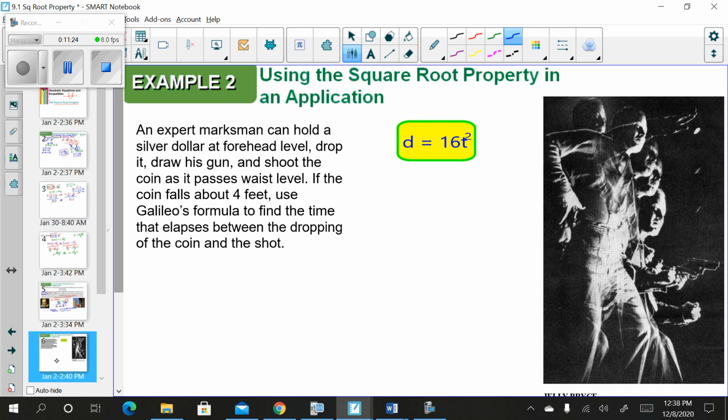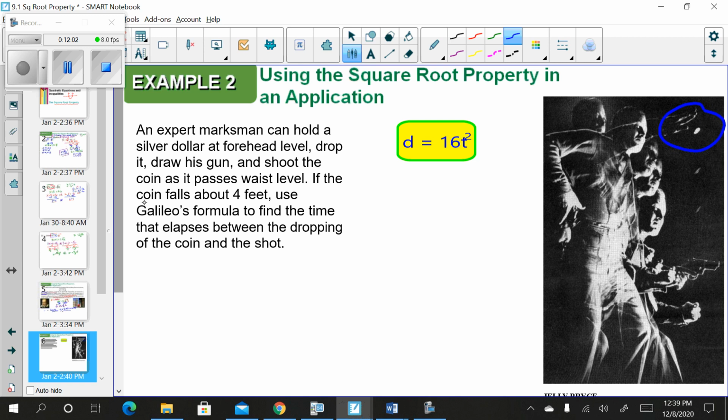So we're going to finish up with kind of a cool example of using this formula as well. If you've ever seen these on different shows, they do marksman things where they throw something and then shoot it. If you've ever done trap shooting, you can see very similar things, but people with really quick reaction time can do these really quickly, and this kind of blows me away. This expert marksman can hold a silver dollar, drop it, and shoot the coin before it passes his waist. So he basically is dropping it and is able to do that with his reaction.